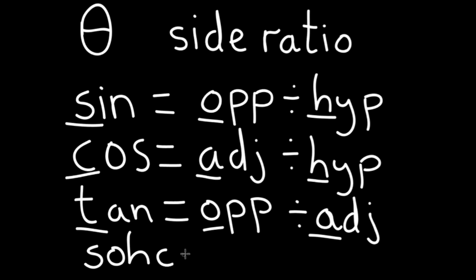Sine theta equals opposite divided by hypotenuse. Cos theta equals adjacent divided by hypotenuse. Tan theta equals opposite divided by adjacent. SOHCAHTOA. Say it yourself a few times. I can guarantee it will come in really useful.